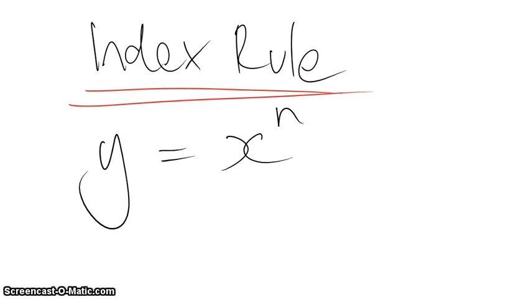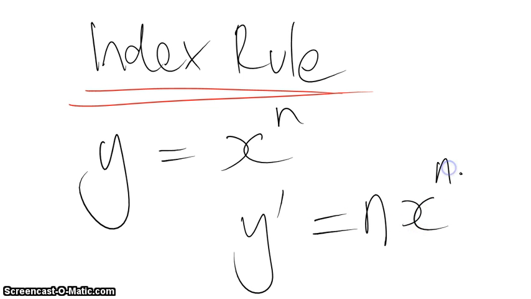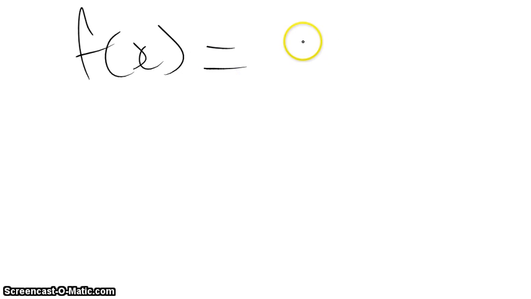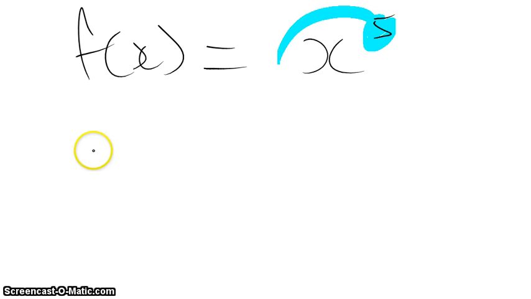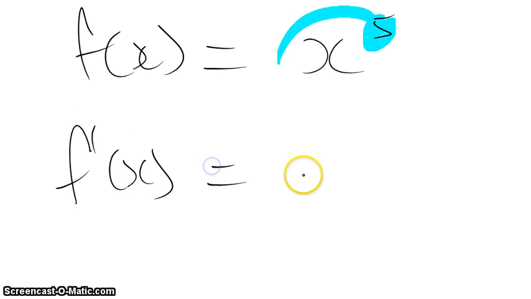Index rule for differentiation. If a function f of x or y equals x to the power of n, then its derivative, its gradient function, is n x to the n minus 1. You see the index, you drop it, and then you take 1 off it. What that means is this: if you had f of x, y, function of x, doesn't matter, x to the 5, you will drop the 5 down there for the derivative function and take 1 off the 5.